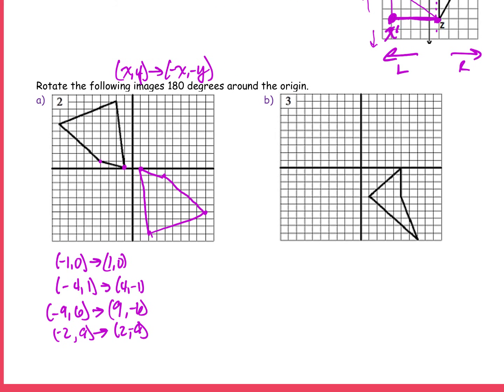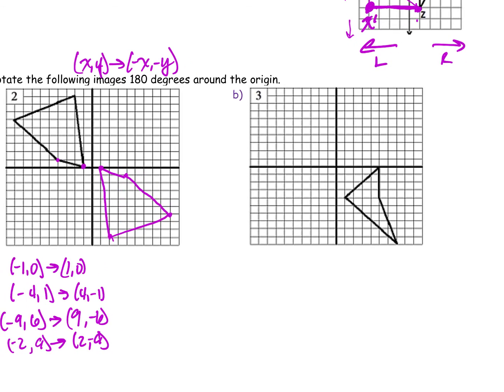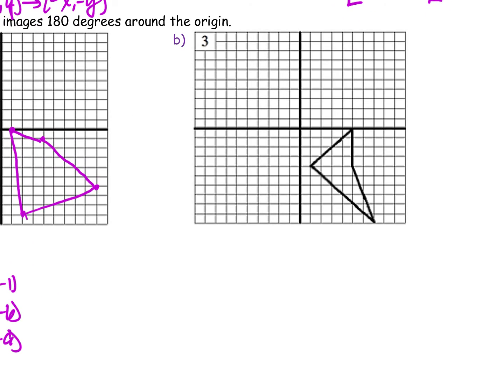So can someone tell me the coordinates on B? Which one do you want to start with first? Which point? Let's start with this point. What's this point? 0, 5. There we go. You always go left and right first and then up and down. So the first point is 5, 0. And what does that become? Negative 5, 0. Very good.